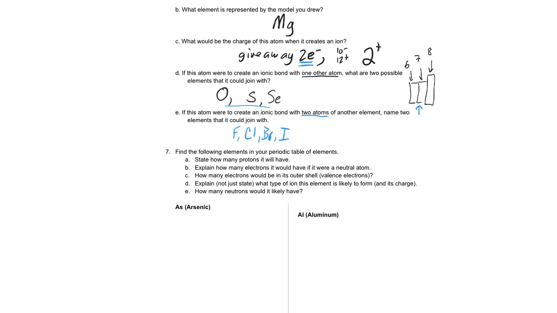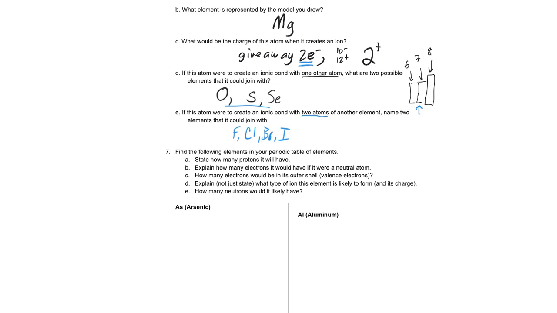Number 7 says, find the following table elements in your periodic table of elements. State how many protons, how many electrons are in the outer shell, and then explain what type of ion this element is likely to form and its charge, and then how many neutrons it would likely have. Awesome. So arsenic. I'm looking for arsenic. Arsenic is As. I see it, it's right below nitrogen.